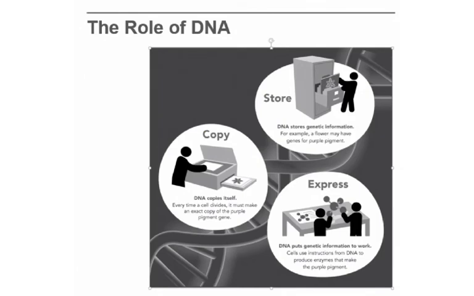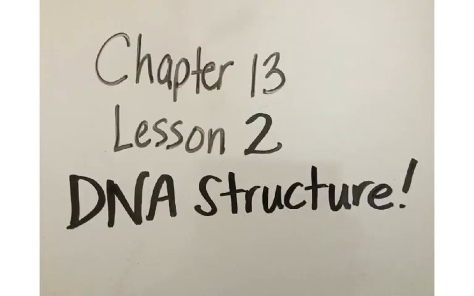We now know that DNA has three major roles. One, it is a storage site. It stores information for making proteins. Two, DNA has to be replicated. It has to be able to copy itself every time a cell is going to divide. And then finally, when proteins are needed inside a cell, genes in that DNA molecule must be expressed in order to make the proteins it codes for. We'll move on now to Chapter 13, Lesson 2 on DNA structure.